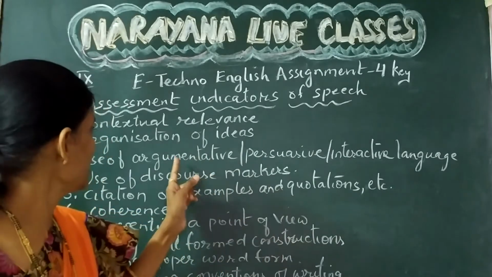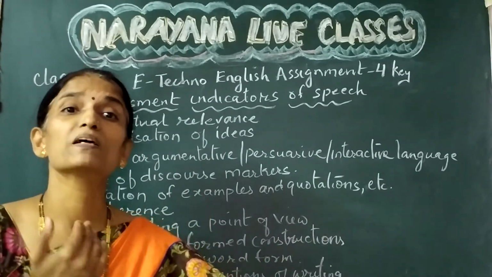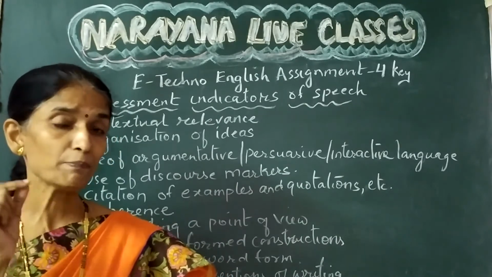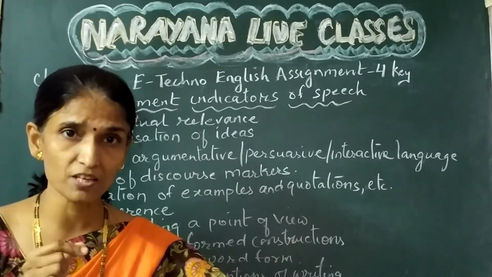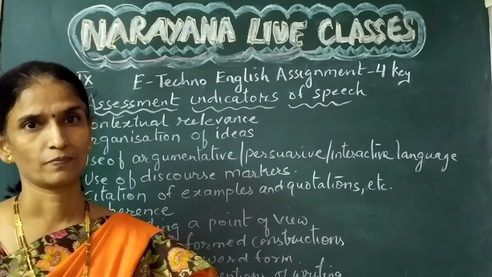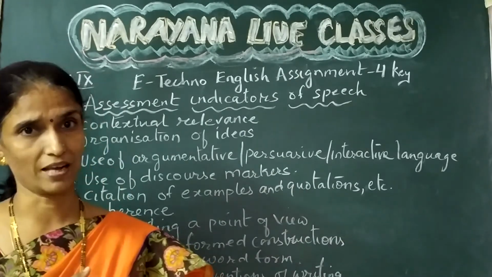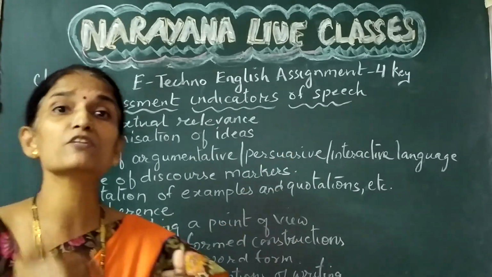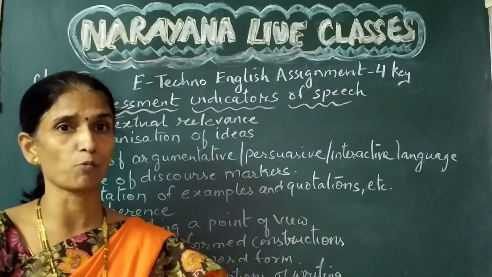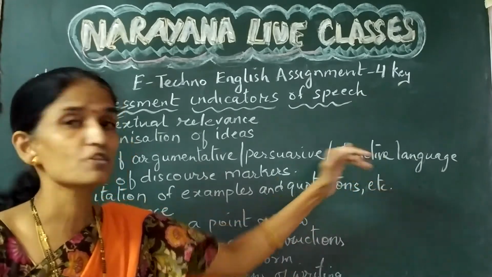Then the third assessment indicator is use of argumentative language, persuasive language and interactive language. Remember, the purpose of your speech is to make the audience agree to your point. So your speech should have argumentative language and then it should have persuasive language. Your speech should persuade the audience to agree to your point. It should compel the audience to listen to you. And then it should be interactive.